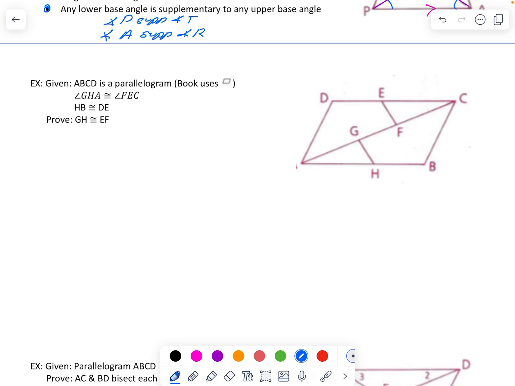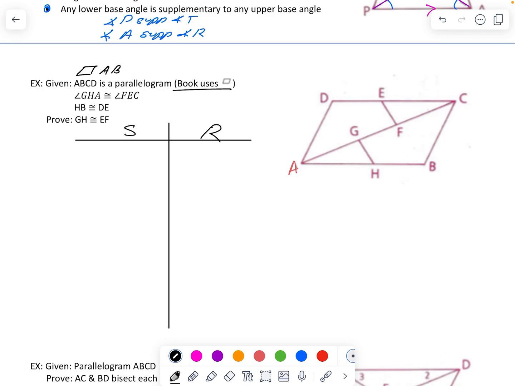All right, so this is point A. It got cut off there. So now we're going to do a couple proofs. We are given a parallelogram. So if you are given a parallelogram, you are basically given those 5 properties of the parallelogram. Now, as it says right here, the book usually just says this. So if they give you that notation, that means parallelogram ABCD. So we are given parallelogram ABCD.